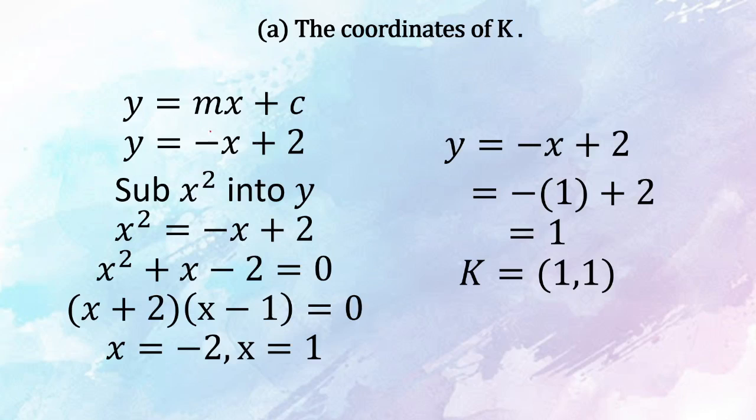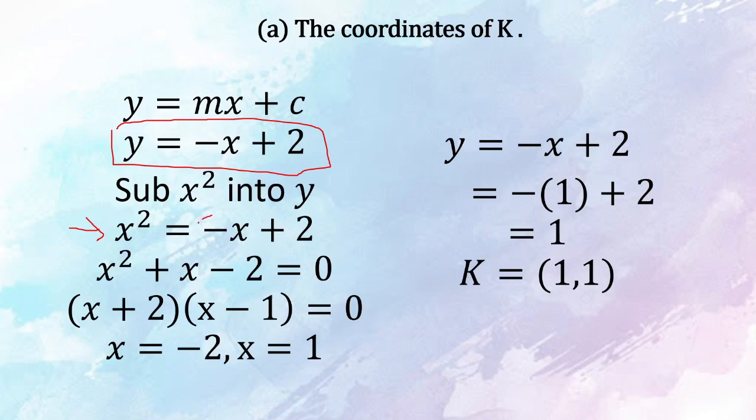Okay. So first of all, we know that a standard gradient equation is y equals mx plus c. So since the gradient itself is -1, we sub -1 into m, and then the constant is 2. Okay? So this one equation is y equals -x plus 2. And then now we're going to sub x squared into y, because just now, as you see in the question, it says x squared equals y. Alright, so we're going to sub x squared into y, which will give us this equation, which is x squared equals -x plus 2.